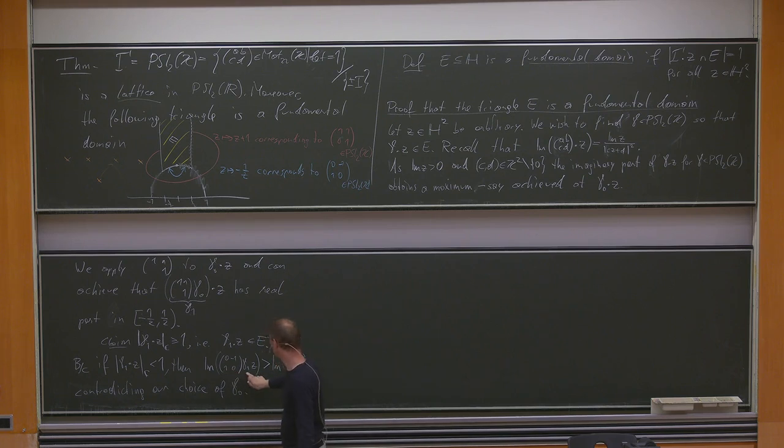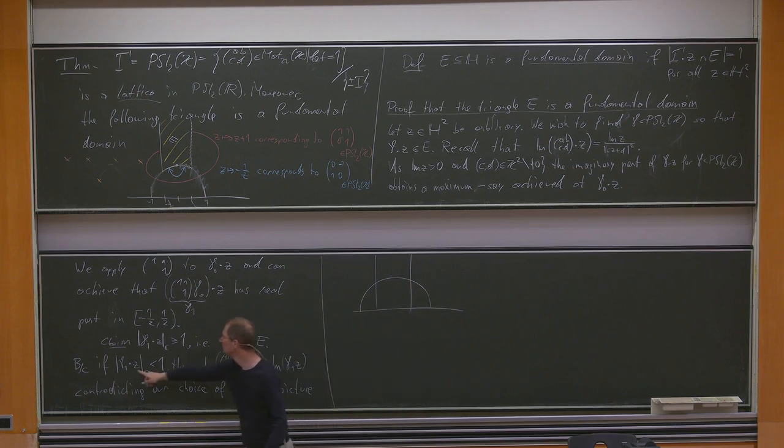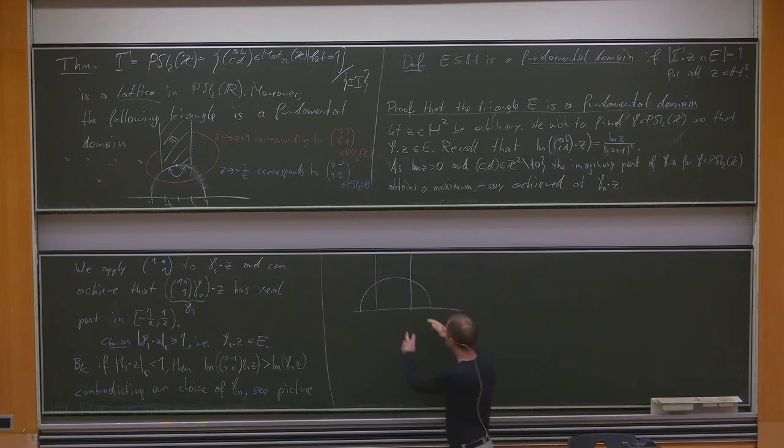And if I can apply to the gamma 1 this integer matrix on the left and the imaginary part gets bigger, then my gamma 0 was wrong. And see picture. We are doing a bit of geometry here, right? So it's okay to occasionally draw a picture. We are now in the unit circle because we are assuming the opposite. So we have a point inside the unit circle, inside this strip between minus 1/2 and 1/2. So it's somewhere here.